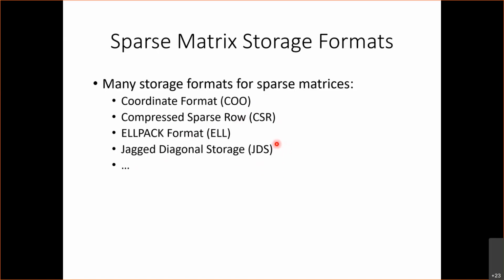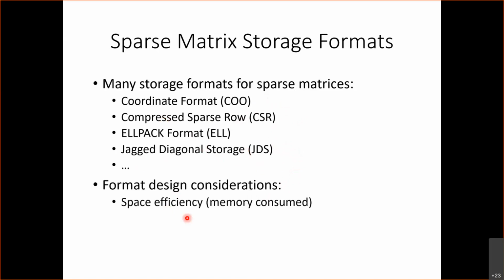Okay, so the reason we have different formats is because, as you can expect, different formats are good at different things. There are various considerations that go into designing a storage format for sparse matrices. One of them is space efficiency: how much memory do I save when I use this format? Another one is flexibility, and particularly here I mean flexibility in terms of modifying the matrix. Some formats make it easier to add, reorder, or remove values than others. So if I plan to modify my matrix a lot, I might choose a different format from if I'm planning to keep my matrix constant throughout my computation.